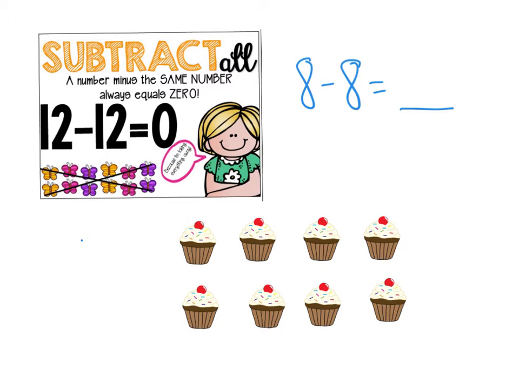Our first strategy is subtract all, and a number minus the same number always equals 0. The reason why is because you're taking everything away. So if I had 12 butterflies and 12 butterflies flew away, I'd be left with 0 butterflies. And same thing here. So we're going to do a little story here.